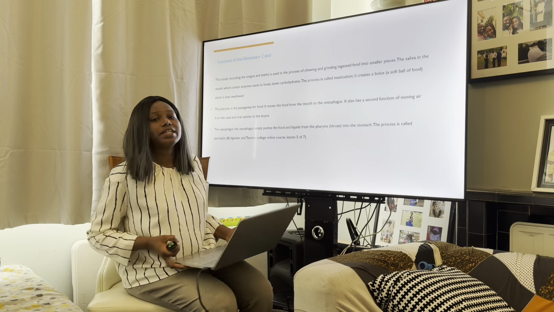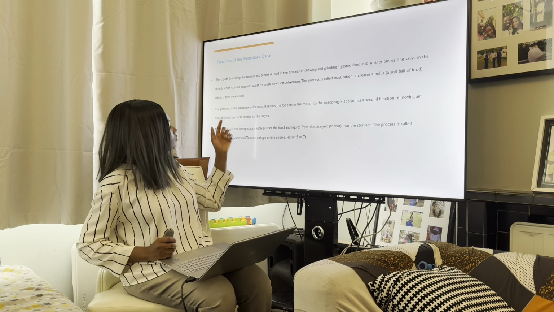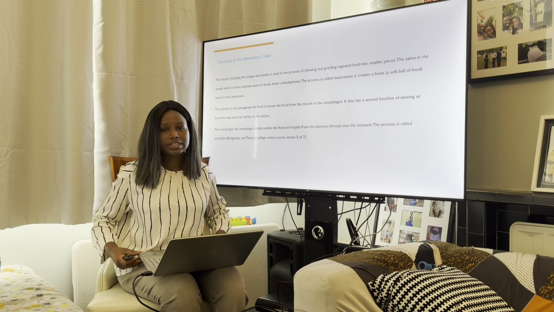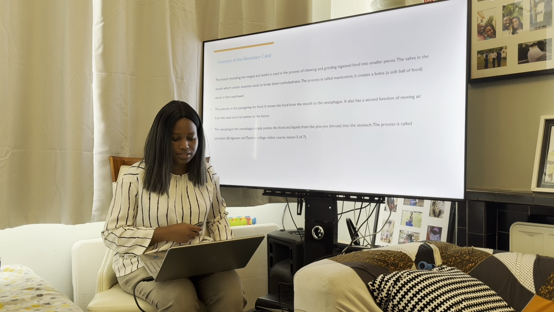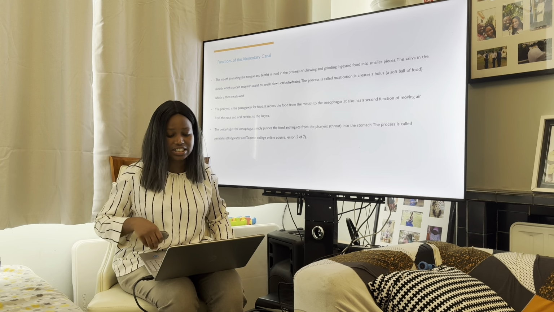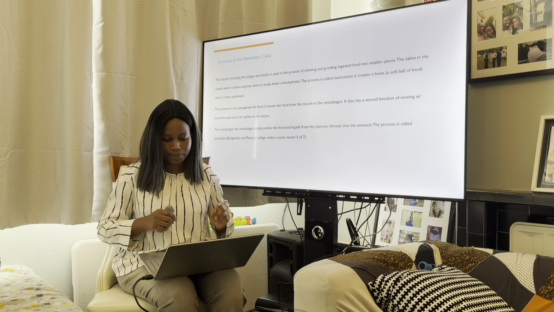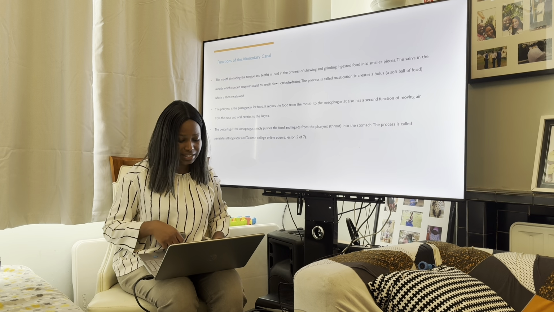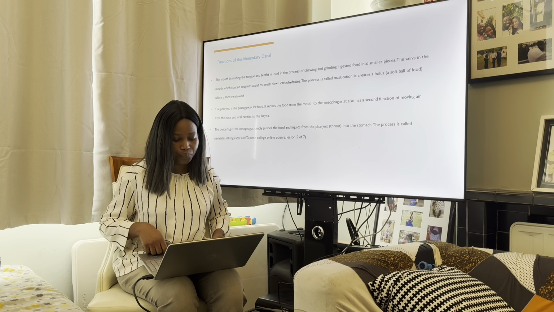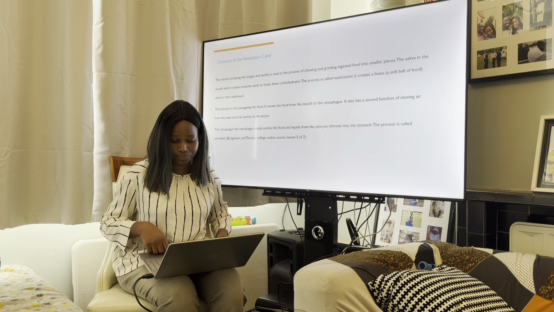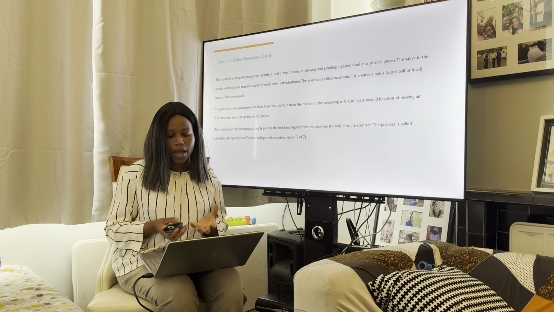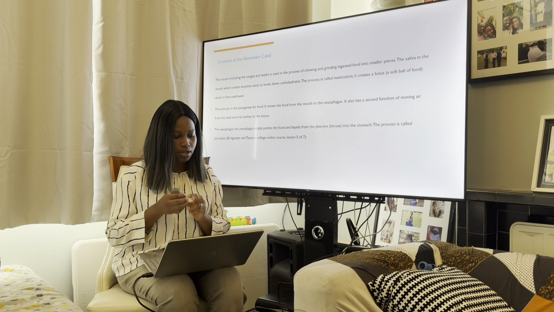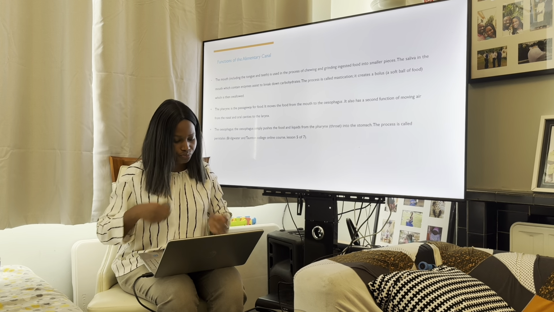So the functions of the alimentary canal, starting with the mouth, including the tongue and the teeth. It's used in the process of chewing and grinding ingested food into smaller pieces. The saliva in the mouth, which contains enzymes, assists to break down carbohydrates. The process is called mastication. It creates a bolus, which is a soft ball of food, which is then swallowed.